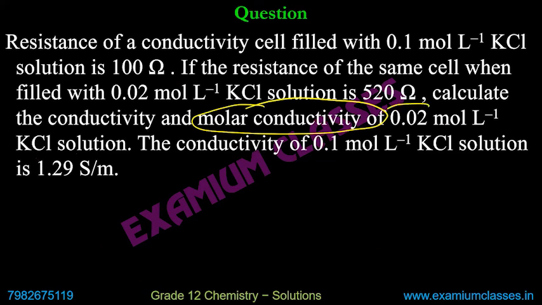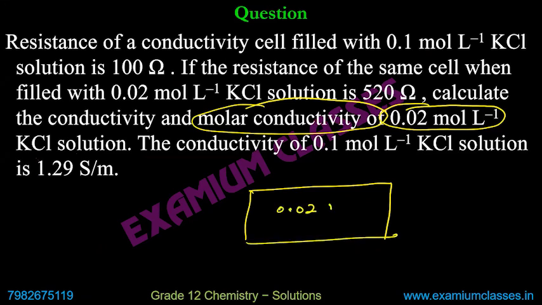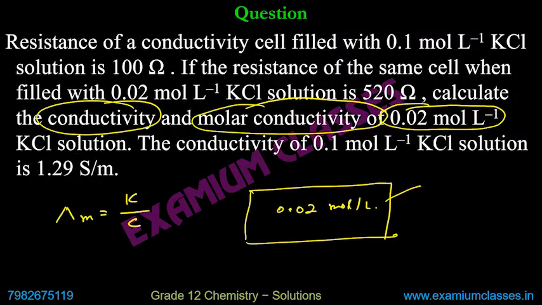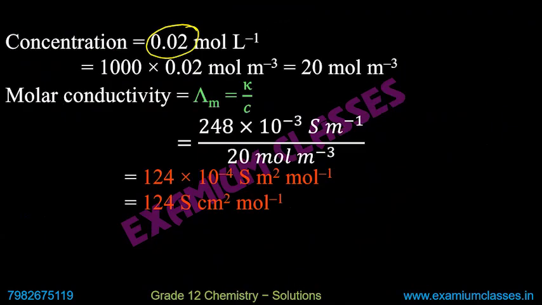Molar conductivity of 0.02 mole per liter. So now the cell is of 0.02 mole per liter. We will convert this to mole per cubic meter, because the molar conductivity we have to calculate is kappa by C. Kappa we have calculated in the previous case. For this one, 0.02, this C we will convert into mole per cubic meters. We'll substitute these values, we will get molar conductivity. So that's what we have done here.